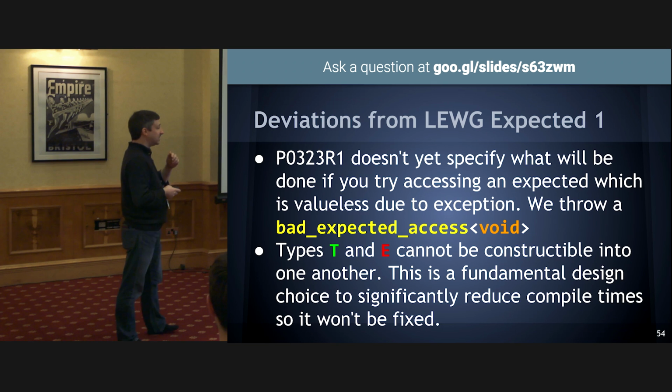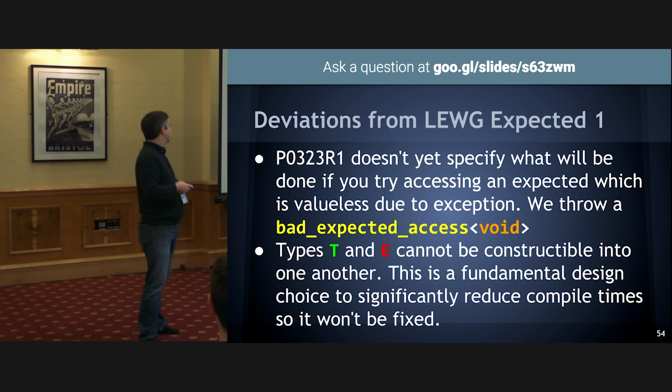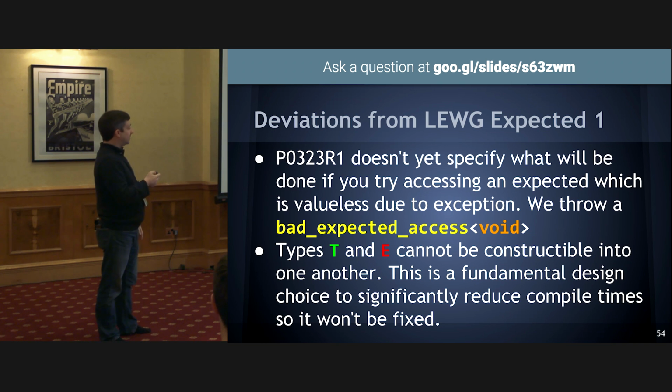So I have some deviations from the expected proposal. Some of these are going to go away because I've won buy-in for them to be fixed in the proposal. The first thing is that the proposal currently doesn't actually say what to do if you access an expected which is valueless due to exception. There's actually nothing in the proposal of what happens. We decided to throw a bad_expected_access<void>, simply because that seemed to be the lowest path way of handling that situation. I have no idea what will actually happen in the proposal.